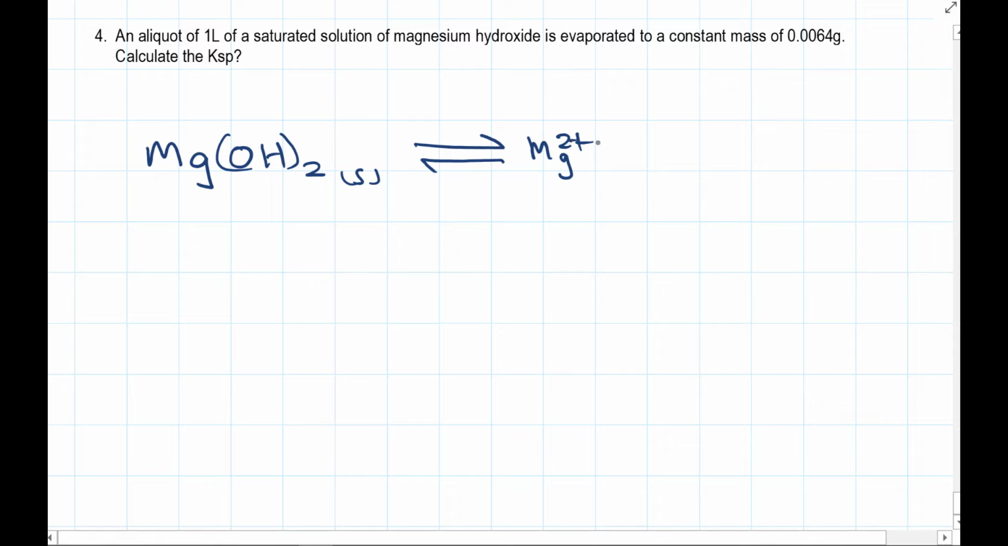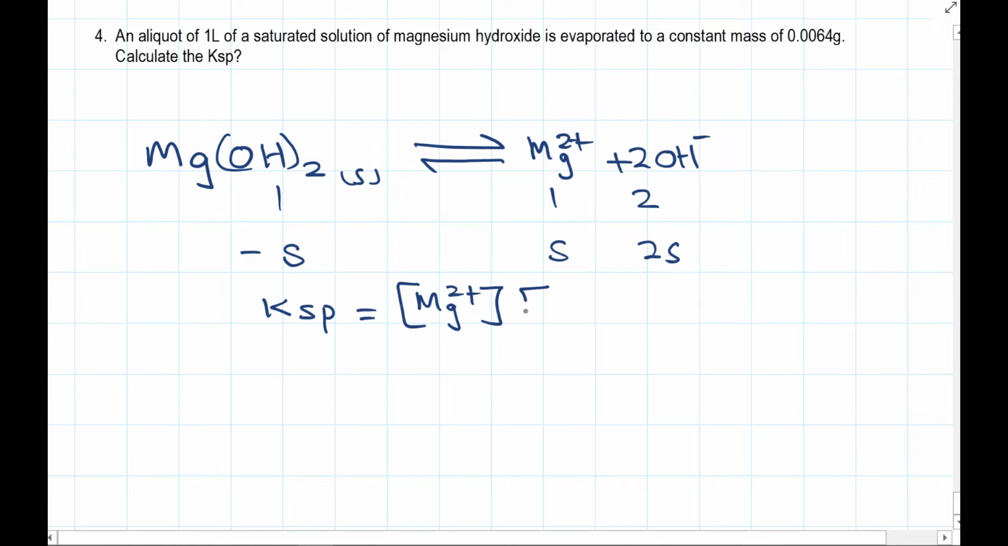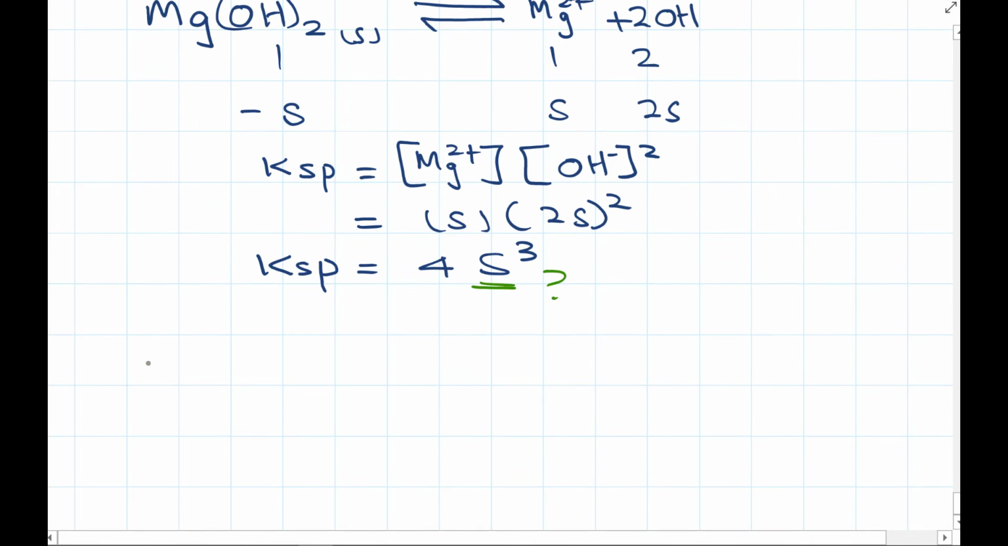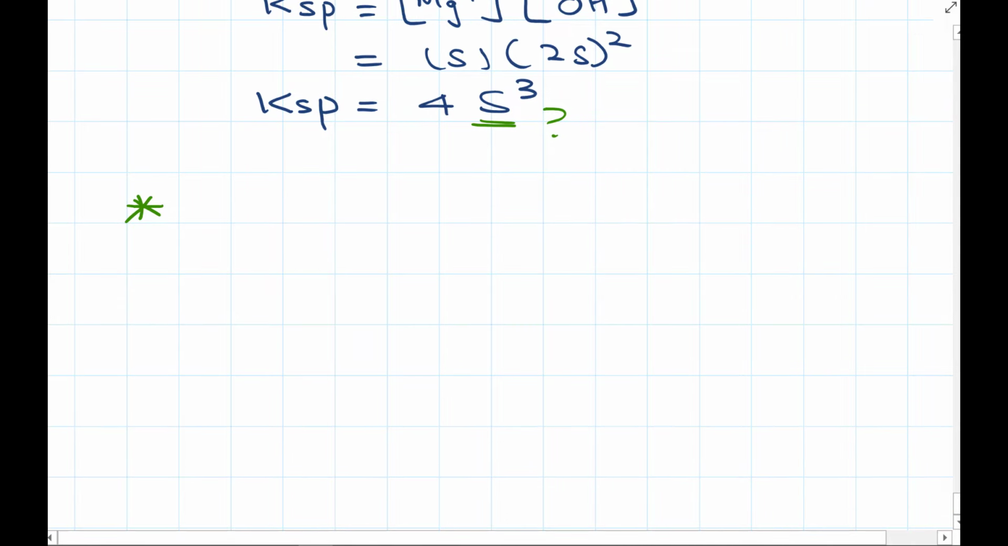Calculate Ksp. So we do what we do normally. Magnesium hydroxide dissociates into magnesium 2 plus and 2 hydroxides. The ratio is 1:1:2, so S and 2S. The Ksp expression is magnesium times hydroxide to the power of 2, so S times 2S squared, that gives us 4S cubed. That's the AB2 type. That's the standard thing that we do. Now we need to figure out this S, the molar solubility. How do we do that?